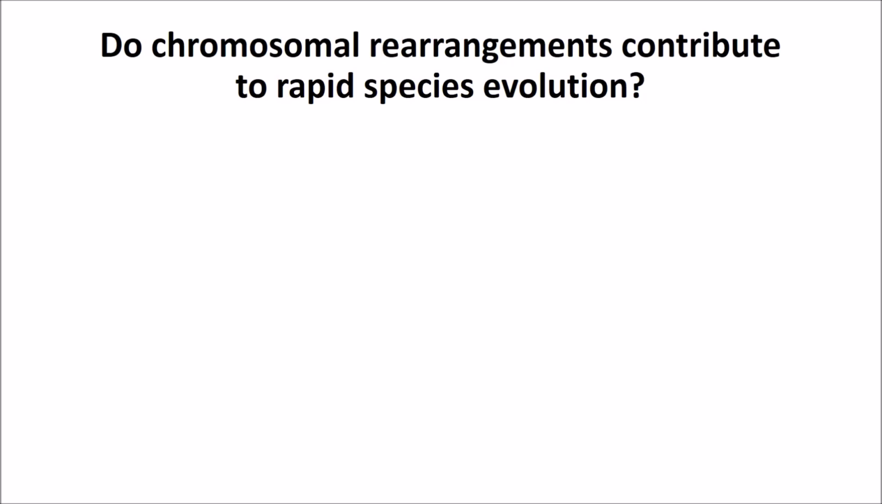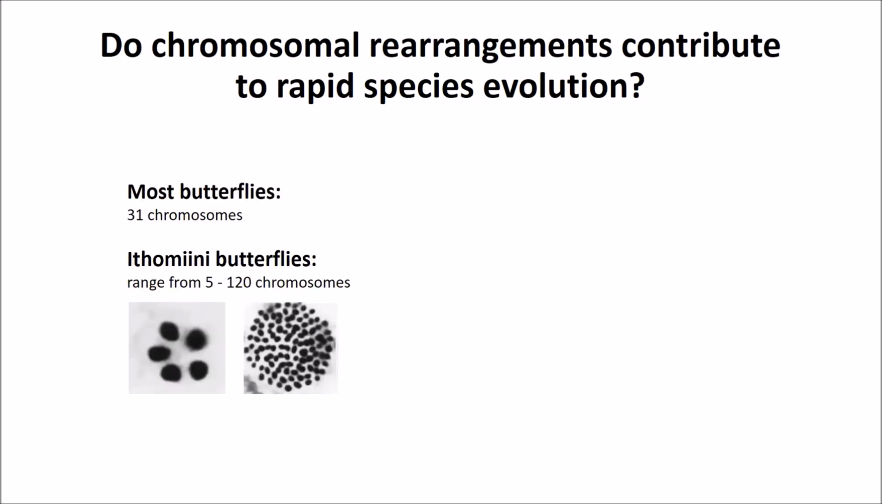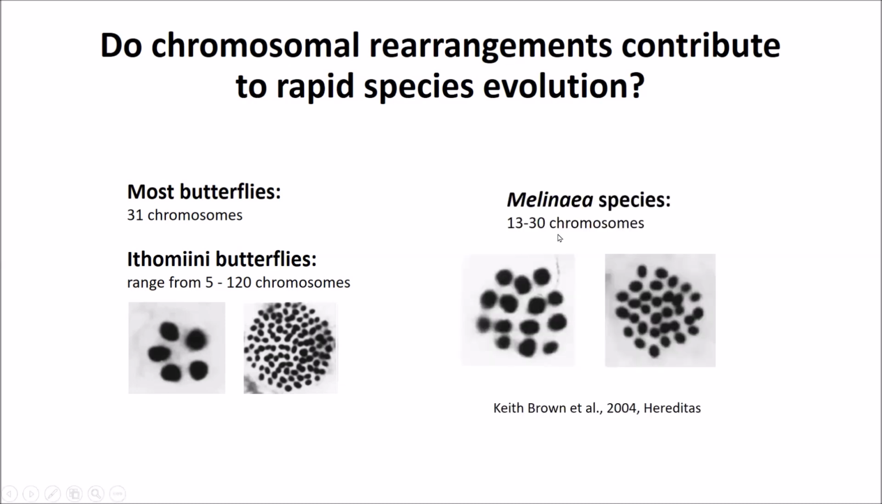I already mentioned that chromosomal rearrangements might be important in this group, and they might be extremely important because they are very extreme in this group. Most butterflies have 31 chromosomes, but these Domini butterflies range between 5 and 120 chromosomes, so they're absolutely crazy. Even within genera, like the Melinea species, which is one of the genera I mentioned as rapidly speciating, they range between 13 and 30 chromosomes. This is just known from colleagues from Brazil who counted the chromosomes.